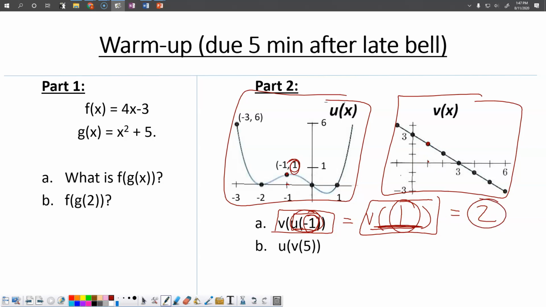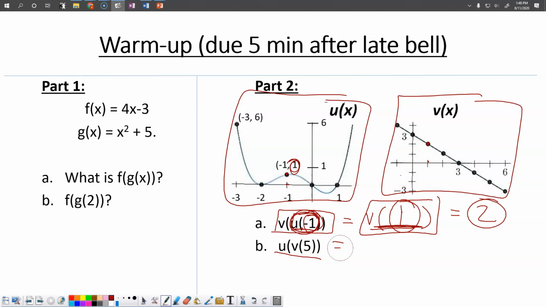Okay? So basically, find the inside value first, and replace that into the problem, and then work out the rest of it. So if you guys didn't get that one yet, I would encourage you to pause the video before you look at me going over part B, just so you get a chance to practice that again really quick.